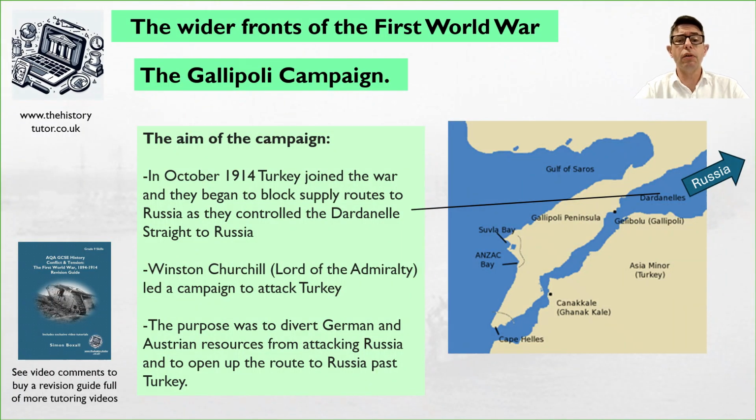So Winston Churchill, who was Lord of the Admiralty, led a campaign to attack Turkey and to open up these straits to allow supplies to get through to Russia. So the purpose was to divert German and Austrian soldiers away from the Eastern Front fighting Russia and bring them down south to help the Turks, while also opening up the supply routes to Russia in the south.